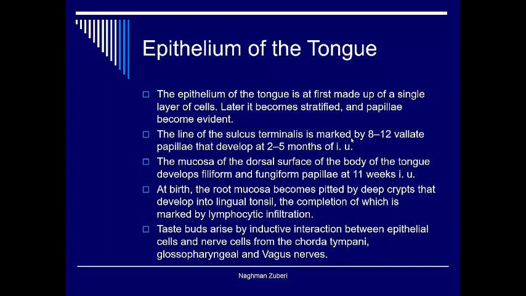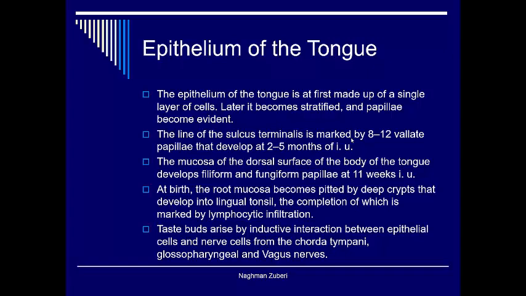Epithelium of the tongue. The epithelium of the tongue is at first made by a single layer of cells. Later it becomes stratified. Stratified means having multiple layers, and papillae become evident. The line of the sulcus terminalis is marked by 8 to 12 vallate papillae, which were previously known as circumvallate papillae, but now we call those vallate papillae, that develop at 2 to 5 months of intrauterine life.